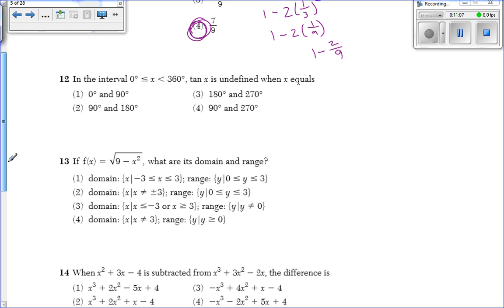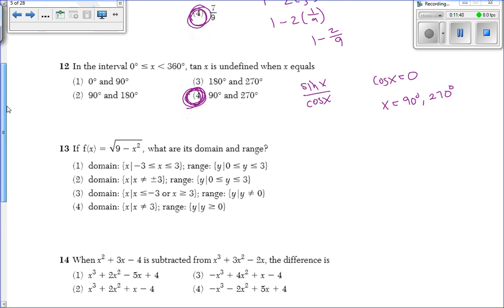For number 12, in the interval 0 is less than or equal to x less than 360, tangent is undefined when x equals, well, this is just something we need to know, 90 and 270. Tangent is sine x over cosine x. So when cosine x equals 0, x is 90 and 270. And you can do that on your unit circle and look for the x values to be 0.